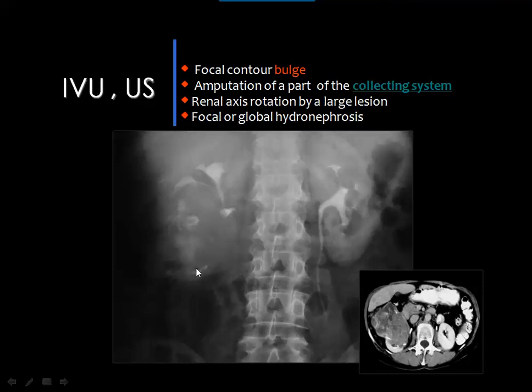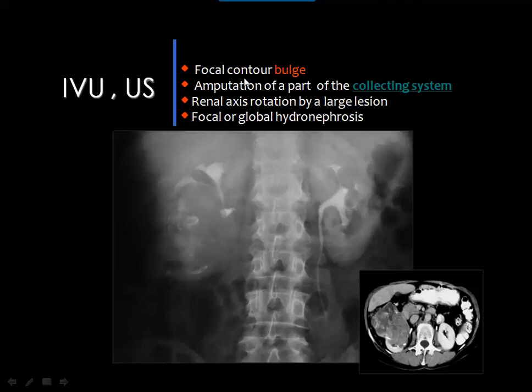Then by the CT scan you can realize that there is a solid mass arising from the anterior aspect of the kidney, and the mass contains some calcific foci as well as areas of breakdown. Then these are the usual intravenous urographic findings and ultrasound as well.